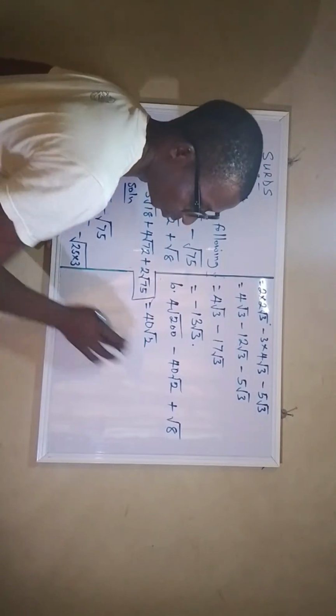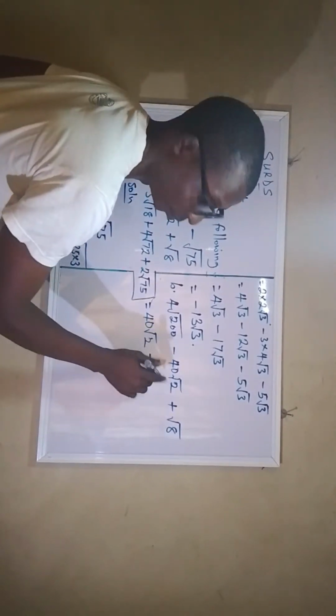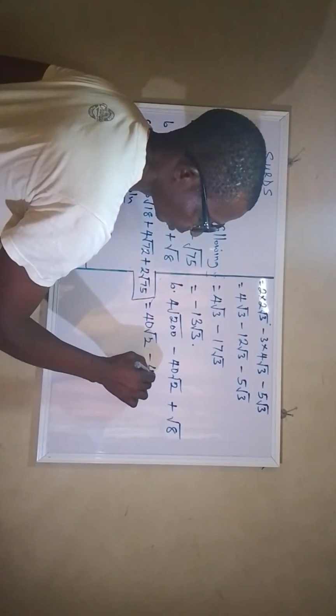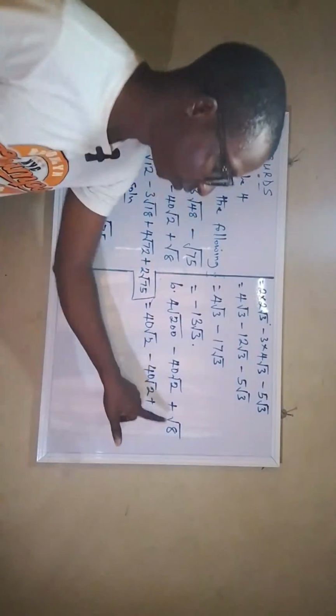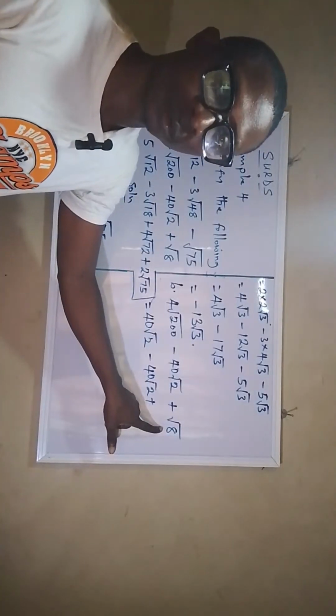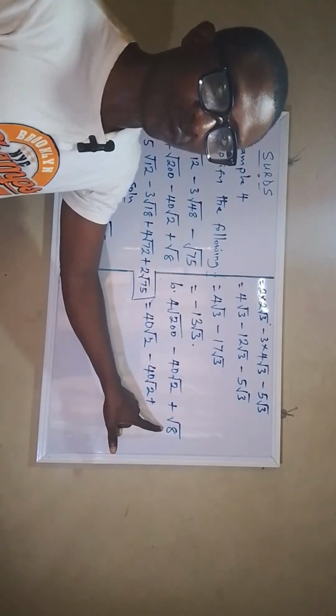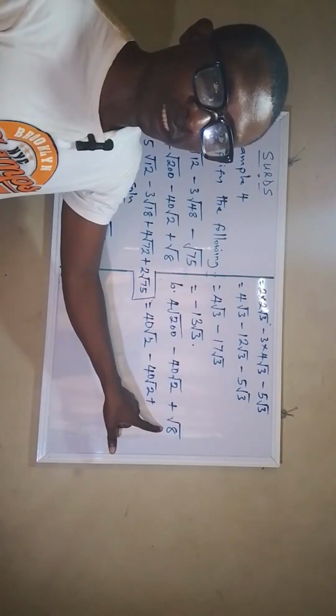Hope you get that now. So this is already in its basic form. So 40 square root of 2 plus, now this is 4 times 2. 8 is 4 times 2. So when you find square root of 4, that's going to be 2.